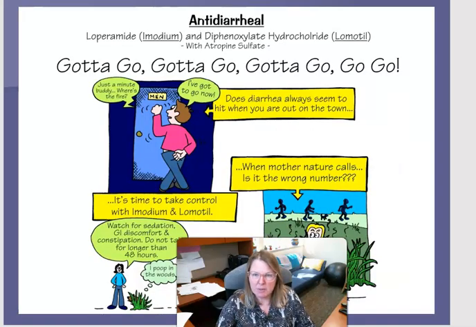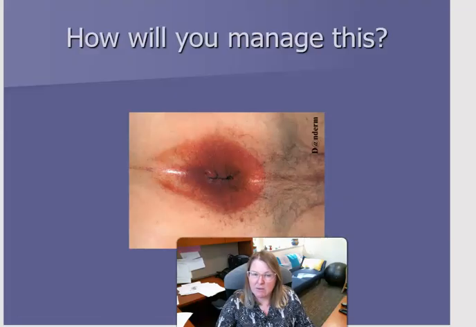I do want to talk a little bit about anti-diarrheals. So Imodium is loperamide, probably our most common one. You can get it over the counter. Again, it should not be used for the first diarrhea episode. It really should just be used when patients are having excessive amounts of diarrhea.